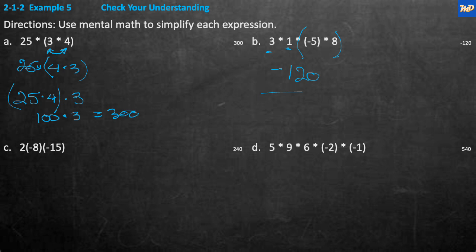Okay. C, 2 times negative 8 times negative 15. So what does that come out to? Well, 2 times 8 is 16. 2 times 15 is 30. Okay. And 30 times 8, well, what is 30 times 8? That's 3 times 8 is 24. Maybe that's the way to do it.